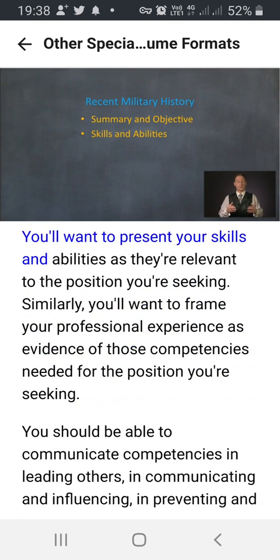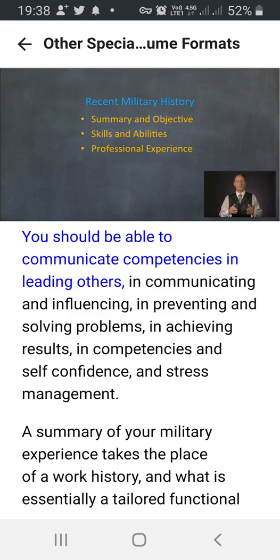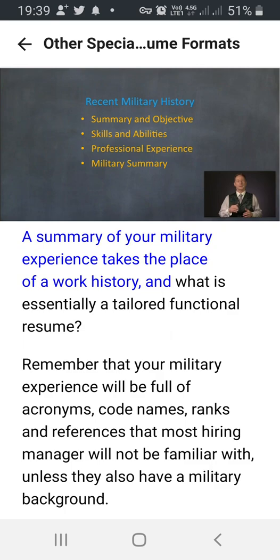You'll want to present your skills and abilities as they're relevant to the position you're seeking. Similarly, you'll want to frame your professional experience as evidence of those competencies needed for the position you're seeking. You should be able to communicate competencies in leading others, in communicating and influencing, in preventing and solving problems, in achieving results, and competencies in self-confidence and stress management. A summary of your military experience takes the place of a work history in what is essentially a tailored functional resume.